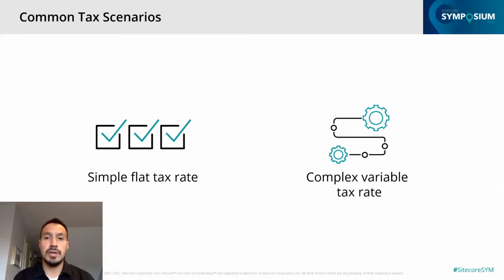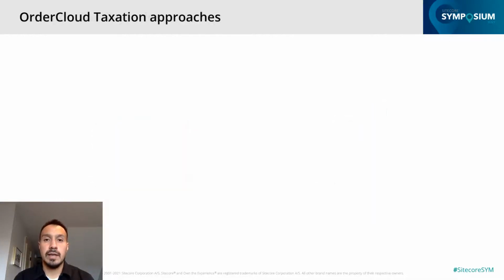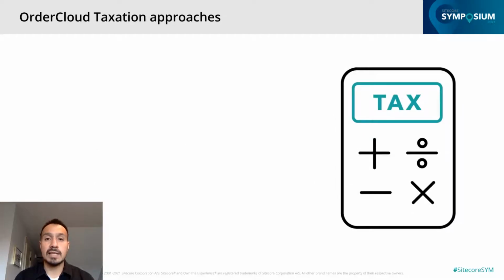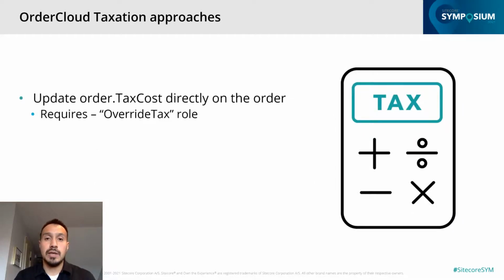And there's two general strategies for doing that. The first that I'll talk about is kind of the old school way of doing it. And that's simply updating order.TaxCost on the order directly. And you can do that if you have a certain security profile role called OverrideTax. And so generally what you'll want to do is give that role to a back-end user, and then your front-end buyer application will call out to your back-end, and then that back-end user that has that elevated role will be able to make those updates on the orders for your buyer users. So that's kind of the old school way.